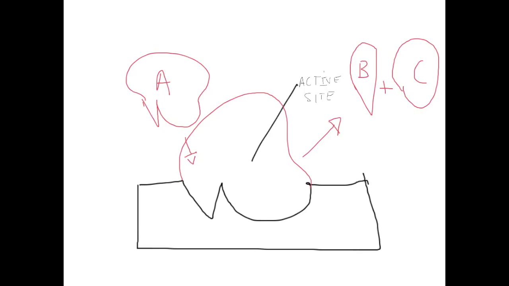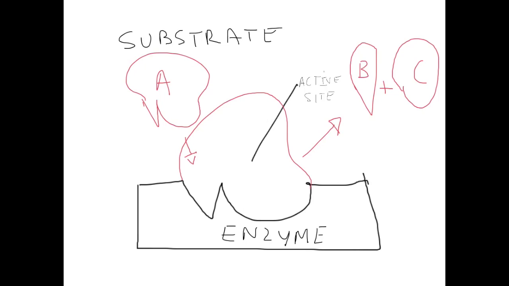Because it's very important to remember that although the substrate has been altered, the enzyme itself remains unchanged. So we can go on and on, over and over again, doing that particular action, making A into B and C, making A into B and C, over and over again without changing. Okay, so that's very important. So we call these our products.